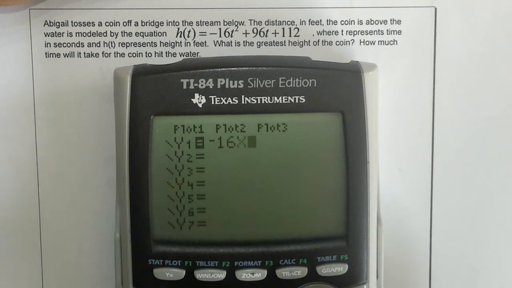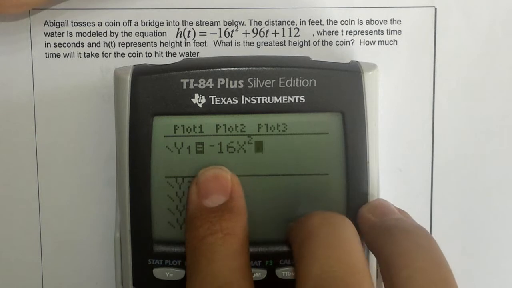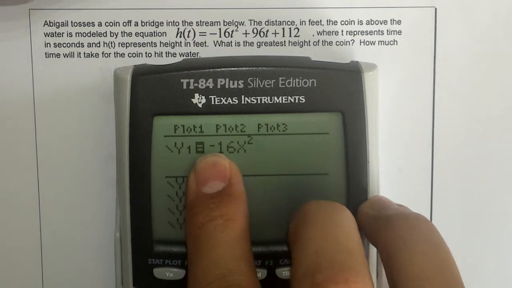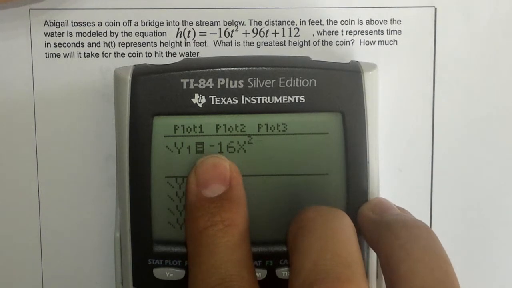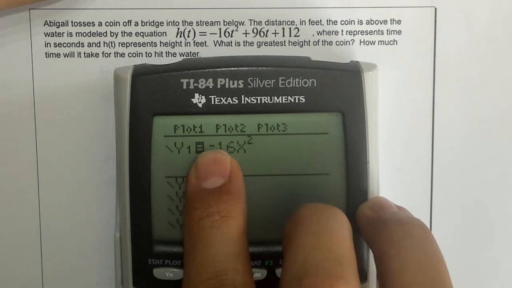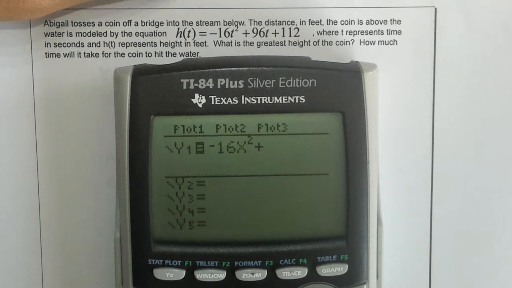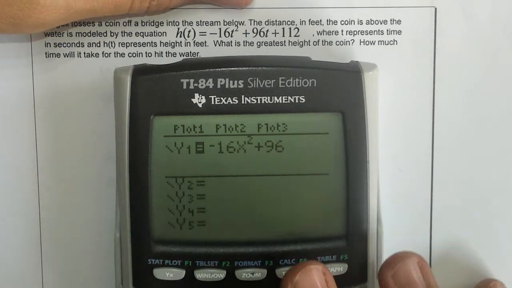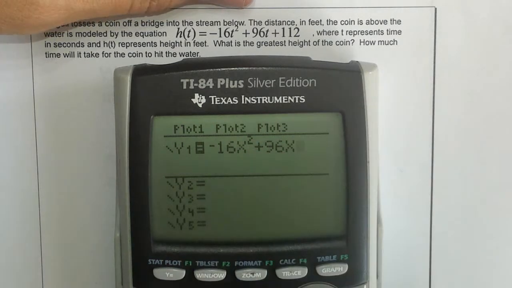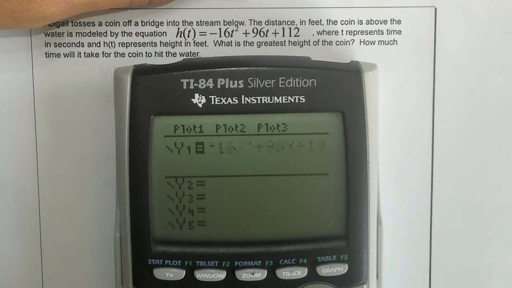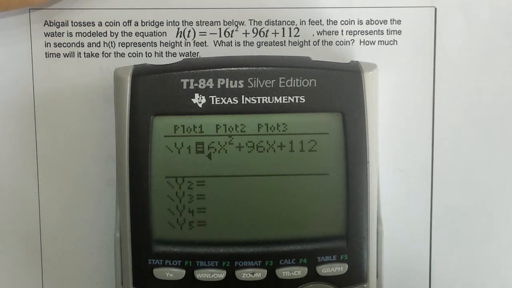Negative 16x squared. And I've said this before, and I'll say it again. Most of the time, the majority of the problems, the mistake is not putting that negative in. Plus 96x, and we put x's, not t's, plus 112. So I'm going to put that in.